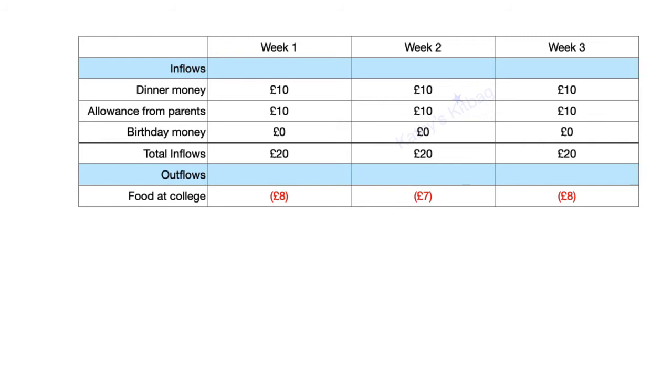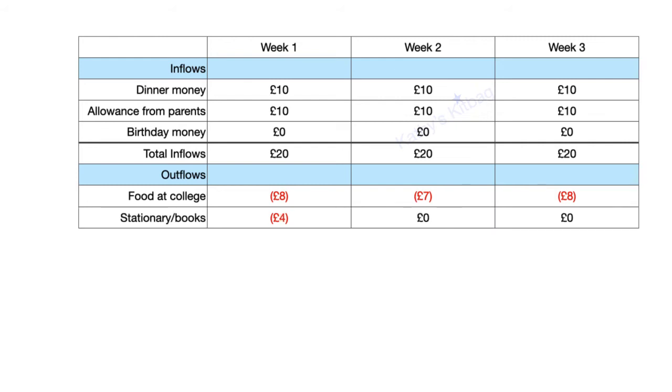And you can see here the figures are in brackets because these are outflows. This is money going out of the business, so it's treated as a negative number in cash flow tables using brackets rather than a minus sign. Also, we can see the student being quite conscientious, and at the beginning of week 1, at the beginning of our forecast period, they've bought some stationery, maybe some pens and a notebook, etc. But in week 2 and 3, they haven't spent any more on that type of thing.